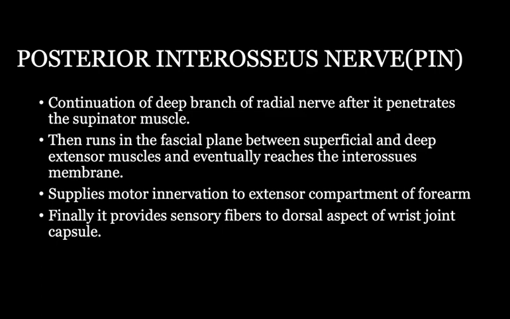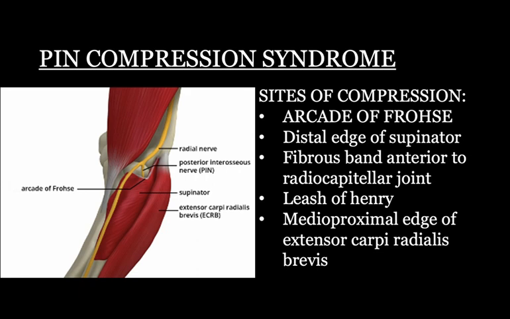So, coming to literature review, the posterior interosseous nerve is the continuation of the deep branch of the radial nerve after it penetrates the supinator muscle. Then it runs in the fascial planes between the superficial and deep extensor muscles and eventually reaches the interosseous membrane. It supplies motor innervation to the extensor compartment of the forearm and finally provides sensory fibers to the dorsal aspect of the wrist joint. So here we could see the image where the radial nerve from the arm at the elbow joint is divided into a posterior interosseous nerve and superficial radial nerve, and it is seen entering into the supinator muscle.